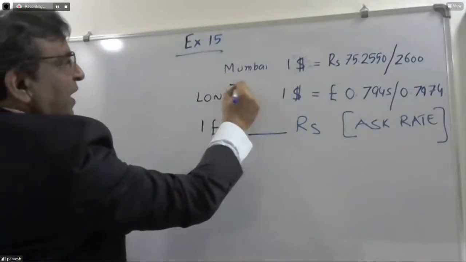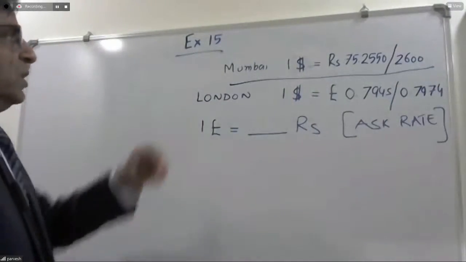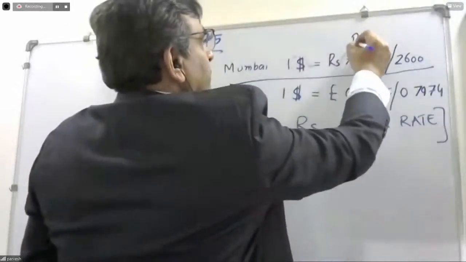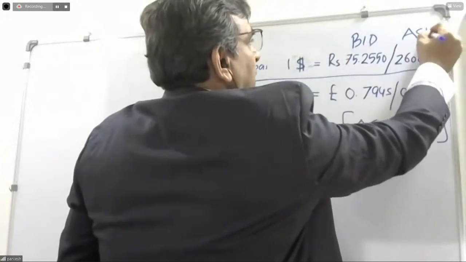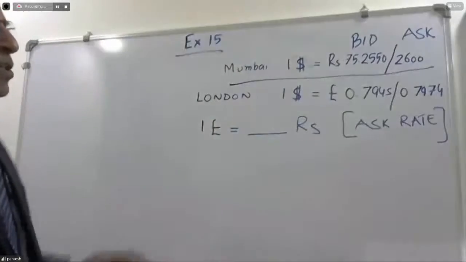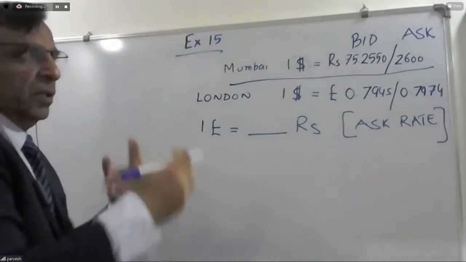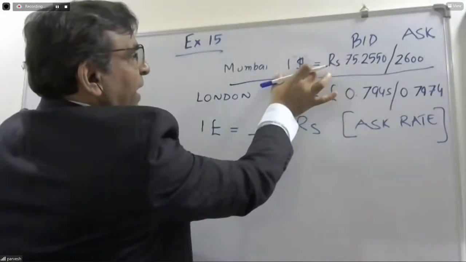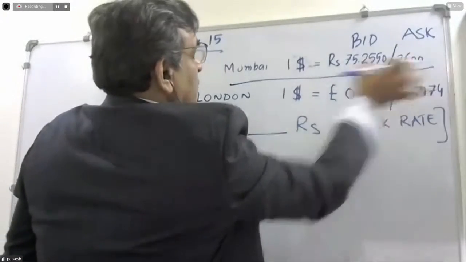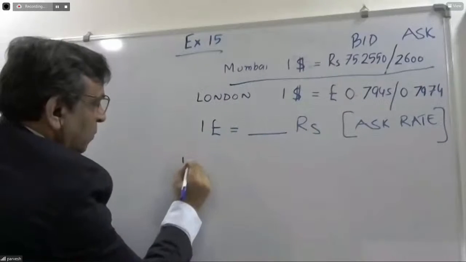Now, this is the rate given first. $1 is equal to so many. So this is the bid price and this is the ask price. Suppose I want to buy first, I have to buy dollars in India. Assume that we are calculating the way I explained to you. So this guy will buy dollars first. So the dollar buying rate is this.